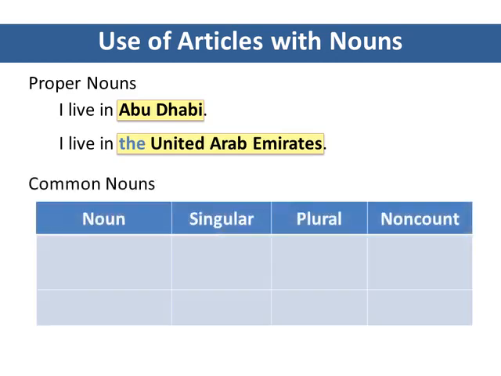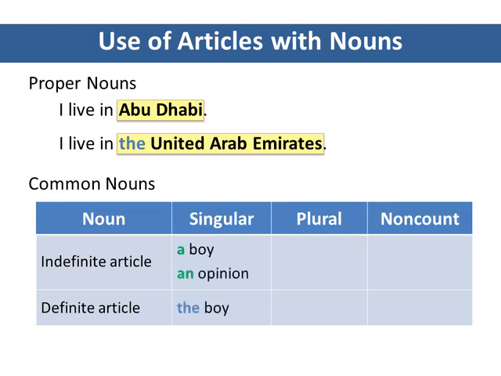Unlike proper nouns, common nouns frequently do use an article. Articles can be either indefinite, a or an, or definite, the. Singular count nouns can take an indefinite or definite article. For example, a boy, an opinion, the boy. Plural and non-count nouns take the definite article, for example, the boys, the advice, but they do not take the indefinite article. We use the zero symbol to show that we do not need an article. This symbol is sometimes called the zero article.